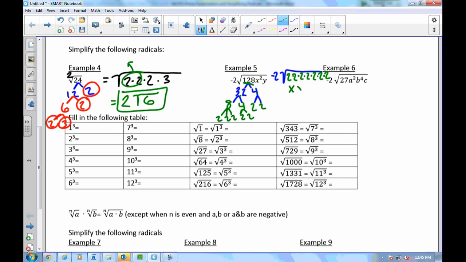I'm going to have to put these x's underneath because I ran out of room. Don't forget, there are actually 2 x's there as well, right? It's x squared. And then 1 y.